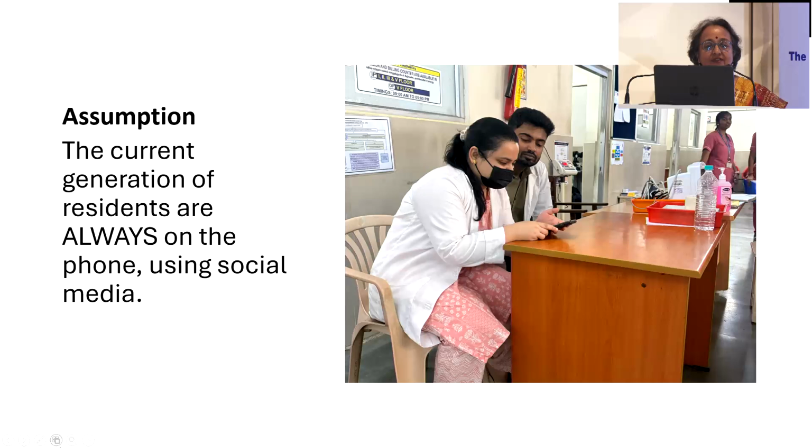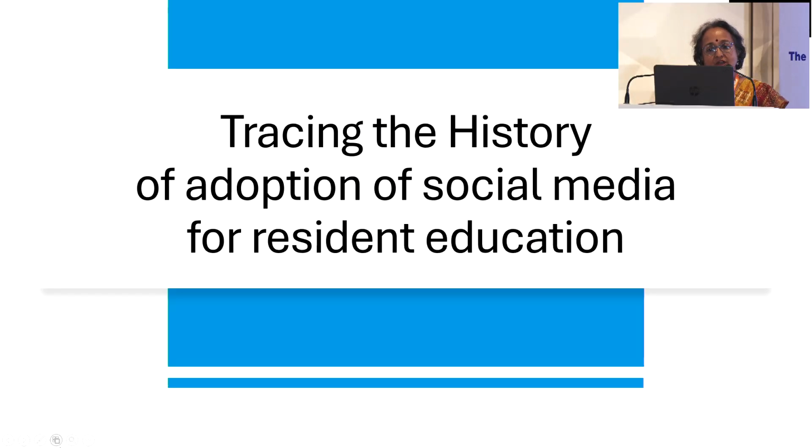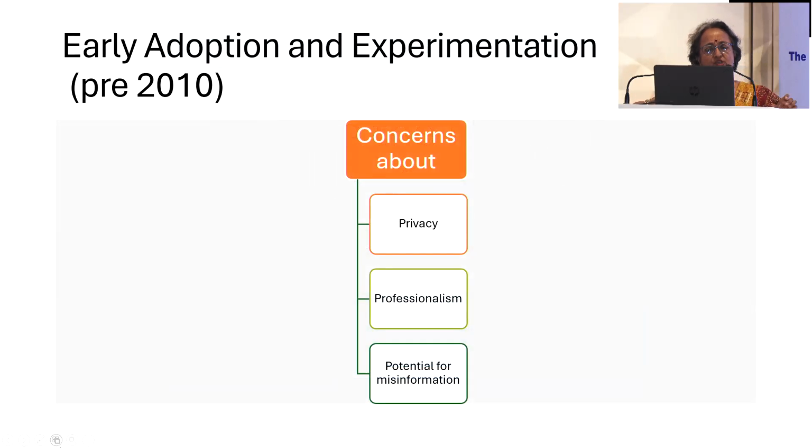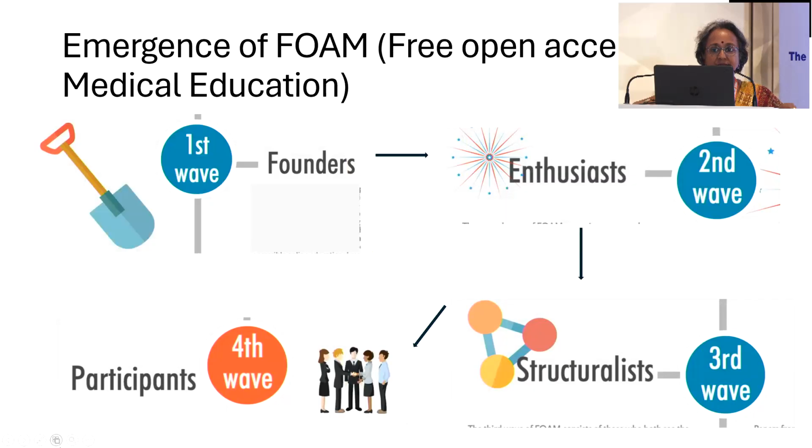So the assumption is that the current generation of residents are always on the phone using social media, and it's a very correct assumption. Okay, so when we look at tracing the history of adoption of social media, we're looking at pre-2010, and there was a lot of skepticism and paranoia at that time. The concerns really were about privacy, professionalism in the use, and potential for misinformation.